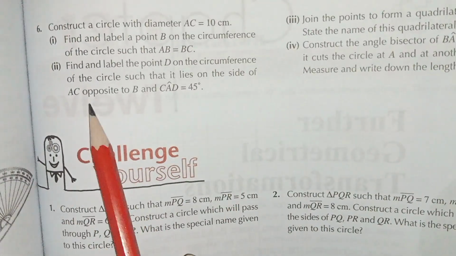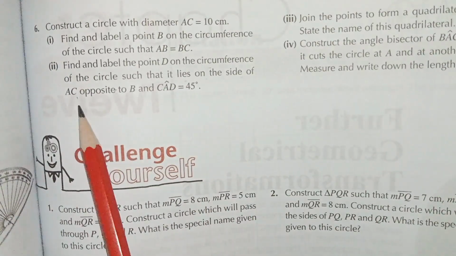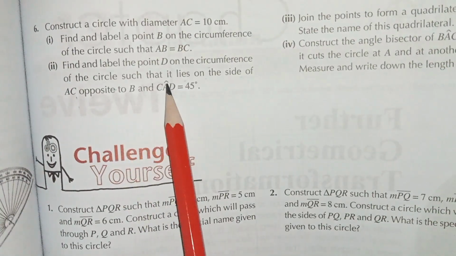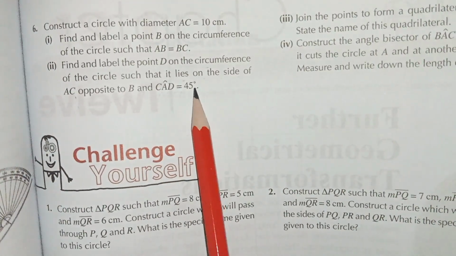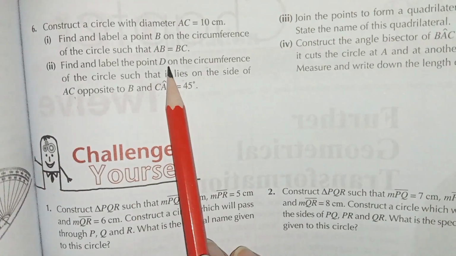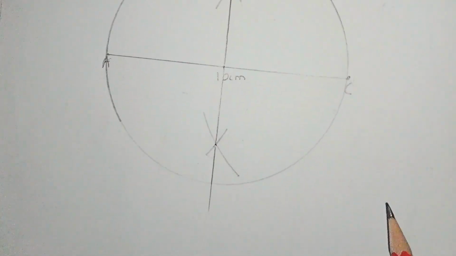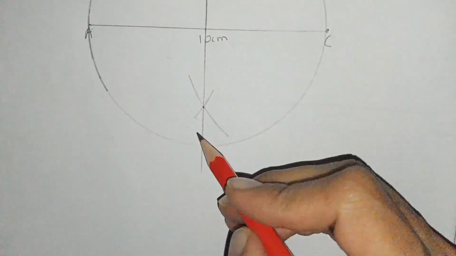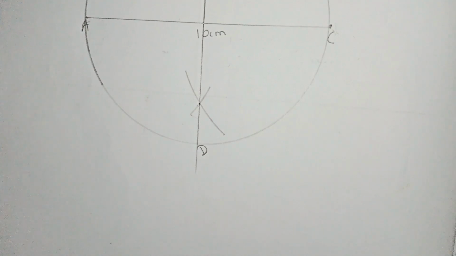Now students, part number 2: find and label the point D on the circumference of the circle such that it lies on the side of AC opposite to B, and angle CAD is equal to 45 degrees. Now we have to find the point D which is opposite to B, and obviously this is the point D, and it is given to us that CAD is equal to 45 degrees.